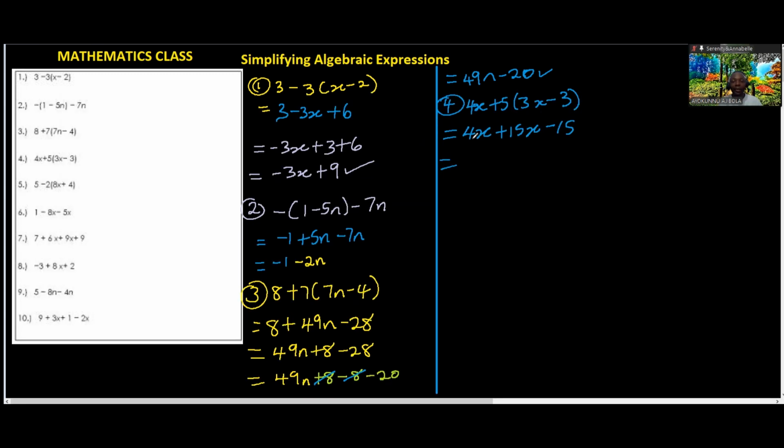So 4x plus 15x is 19x because they're x altogether, then minus 15. We can't subtract this because it doesn't have any x. So this is the answer. Number 5.